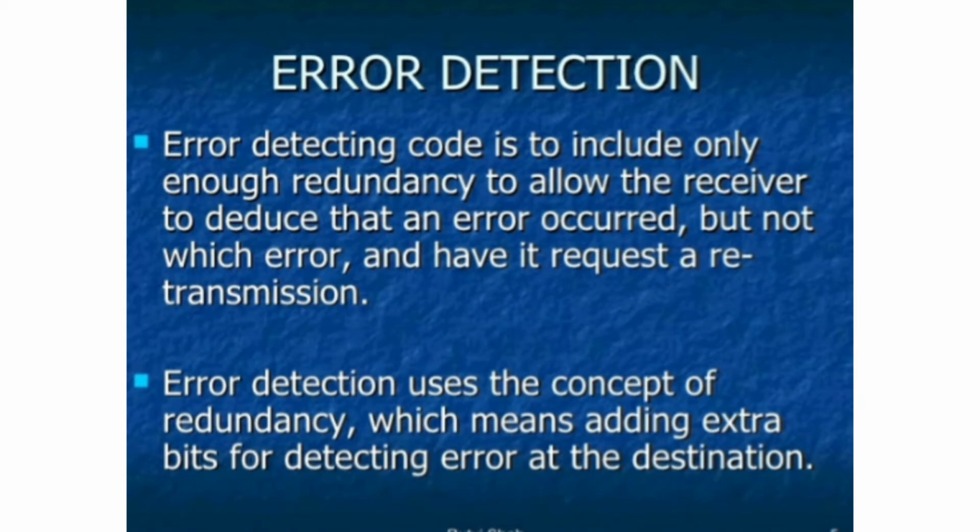Error detection. The error detecting code is to include only enough redundancy to allow the receiver to deduce that an error occurred, but not which error, and have it request a retransmission. Error detection uses the concept of redundancy, which means adding extra bits for detecting error at the destination.